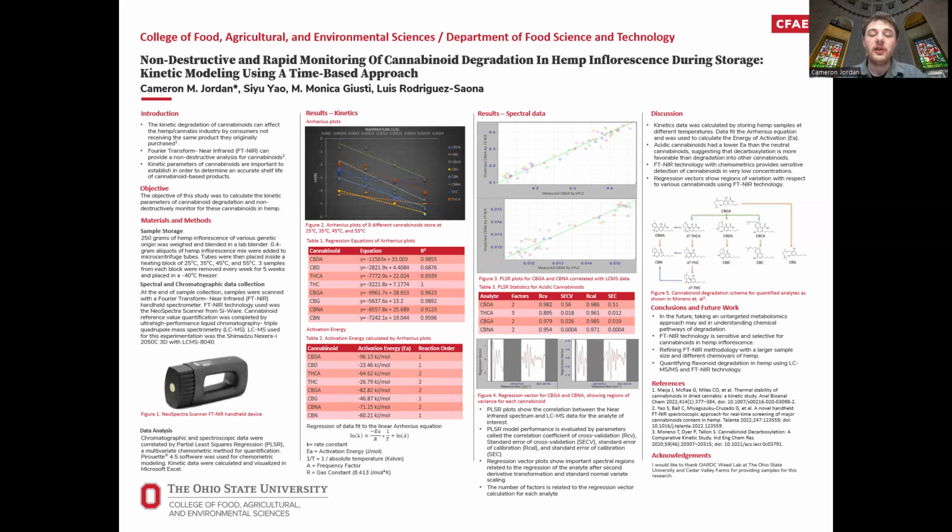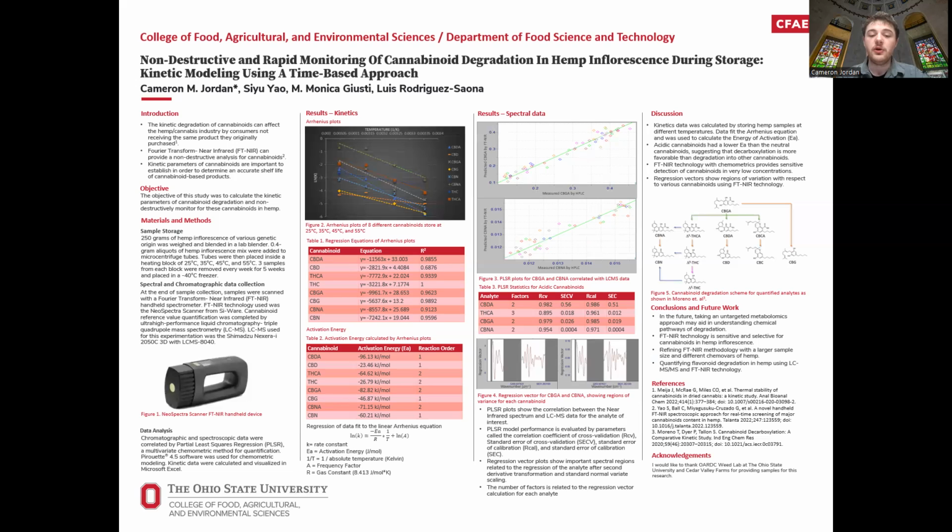The data were then correlated by chemometric methods such as partial least squares regression or PLSR. The data for each cannabinoid was fit to the Arrhenius equation, and the activation energy was calculated. The acidic cannabinoids had a lower activation energy than the neutral cannabinoids, showing that decarboxylation is the primary path of degradation. The data shows cannabinoid degradation reactions are first and second order.